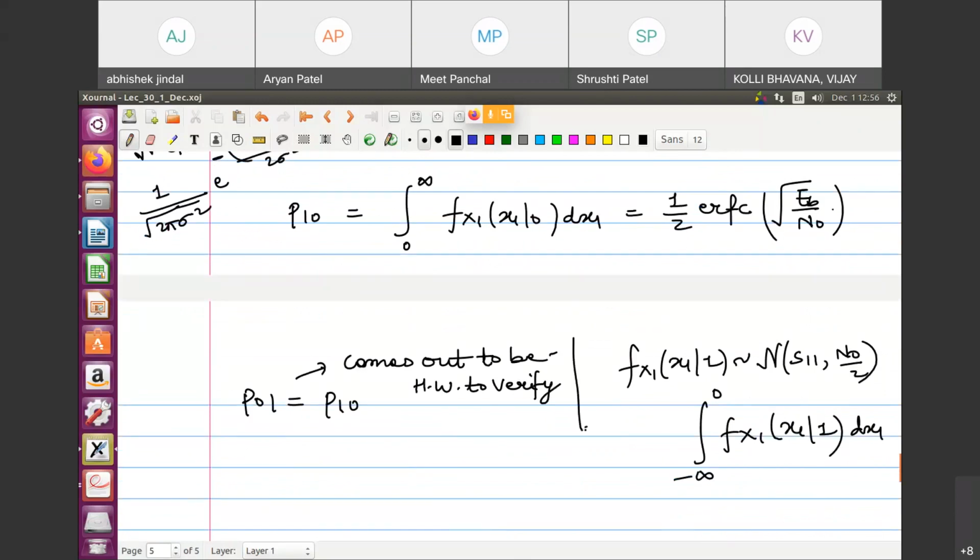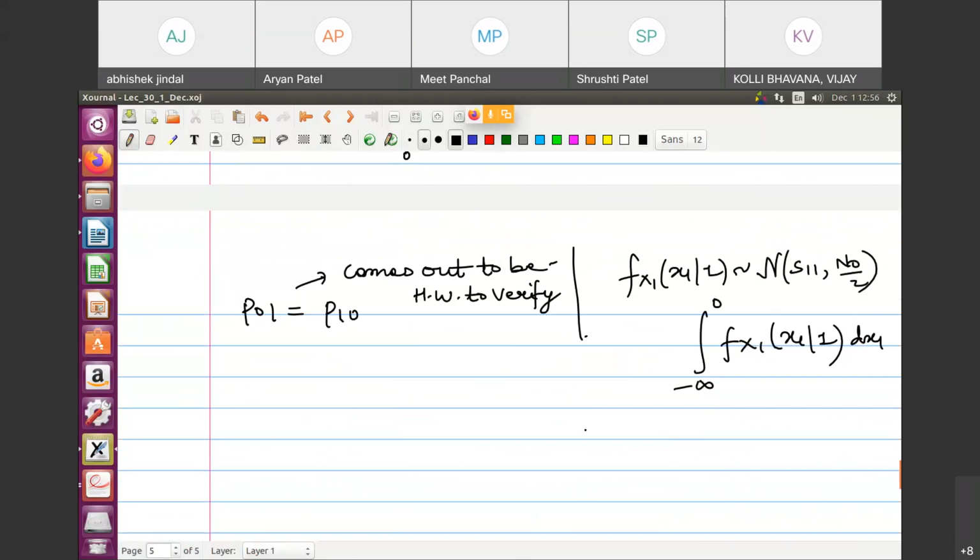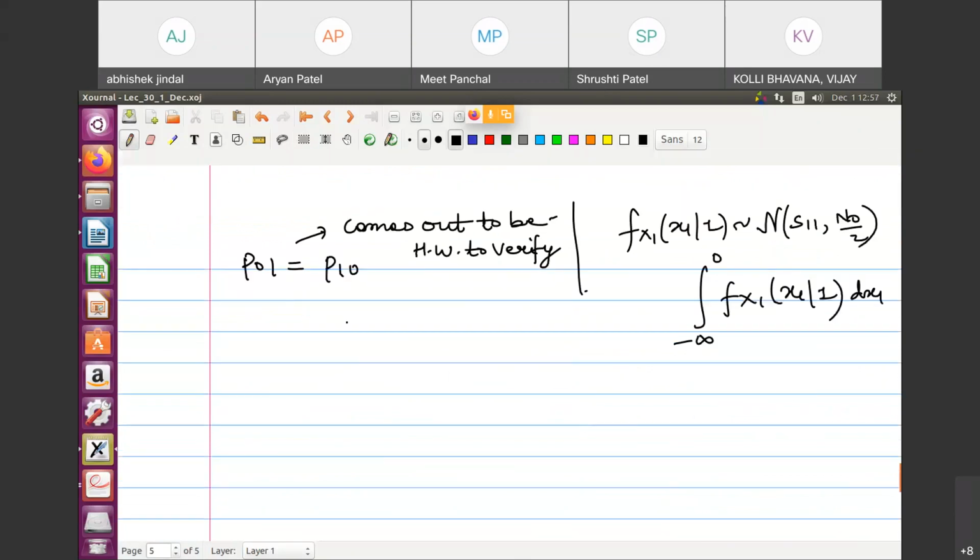I'm deliberately leaving this as homework so that you have something to do on your own. Although you have a lot of things to do on your own, this will be an interesting exercise. The reason for this, I'm giving you the reason, is because the signal space is symmetric with respect to the origin.